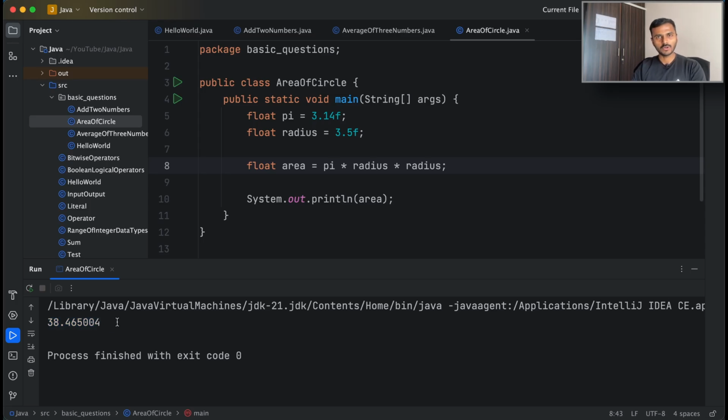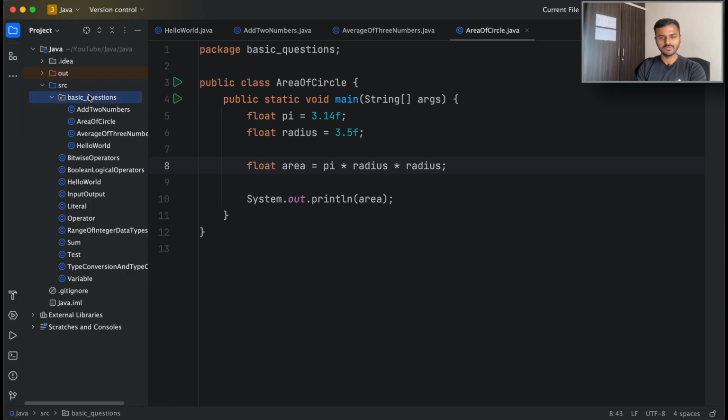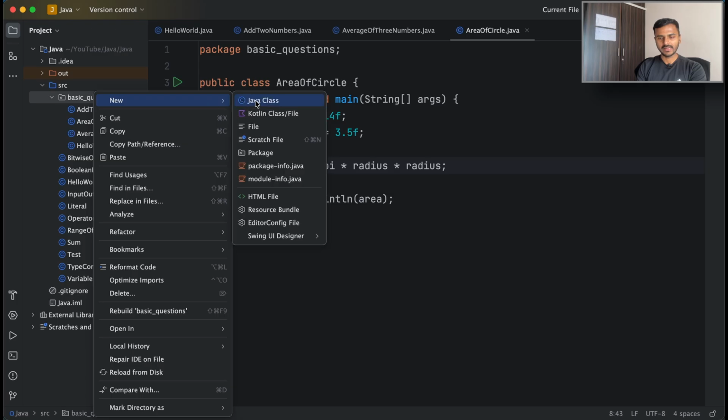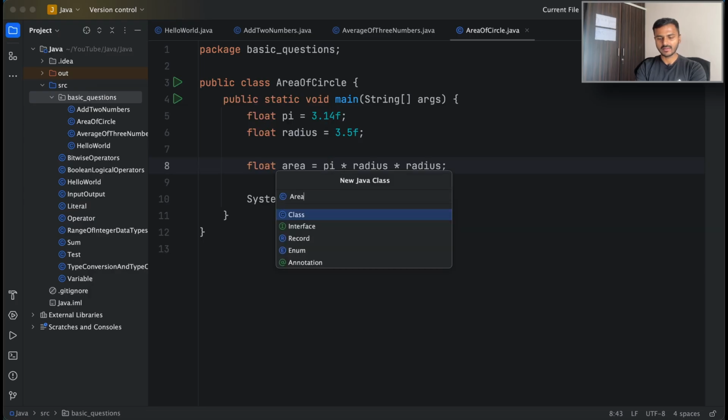That's a totally another topic of discussion, and I'm going to make a video on that as well. But for now, just understand that this is happening because of how Java stores decimal numbers. So with this, we complete the fourth question. And now moving on to the fifth question, which is to find the area of rectangle. For that, let's create a Java class. Let's name this area of rectangle.